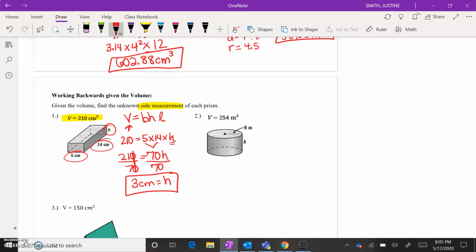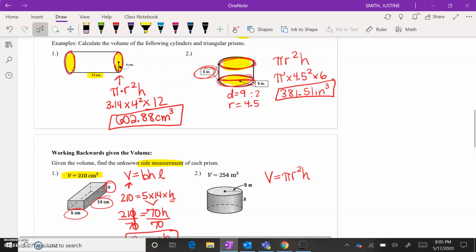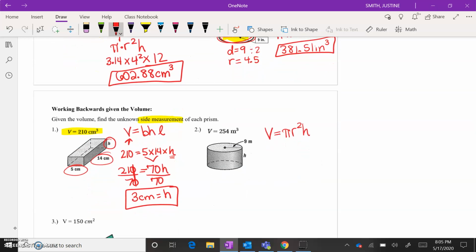Same thing for number 2. So this is a cylinder, so we're going to write out the formula for a cylinder, which is pi times the radius squared times the height of the whole entire figure. And we're going to plug in what we know. So we know the volume is 254. We know pi is 3.14. We know the radius is 9 squared, and we're missing the height.